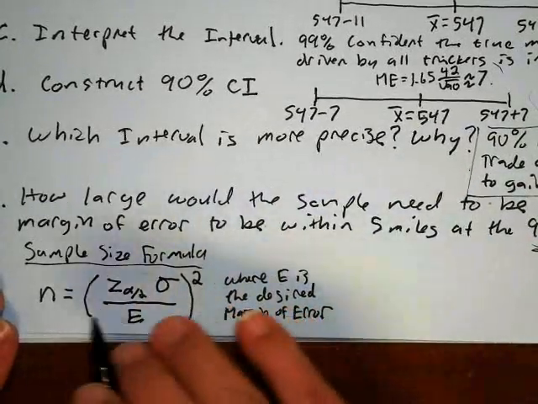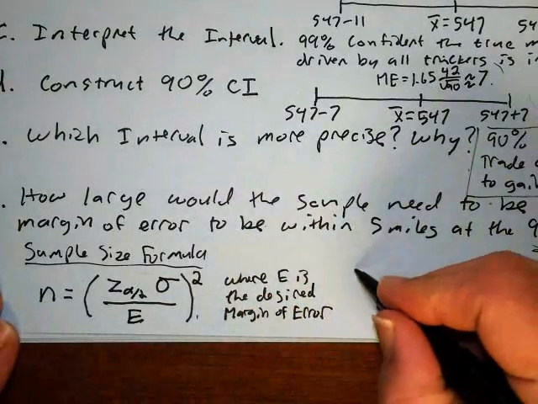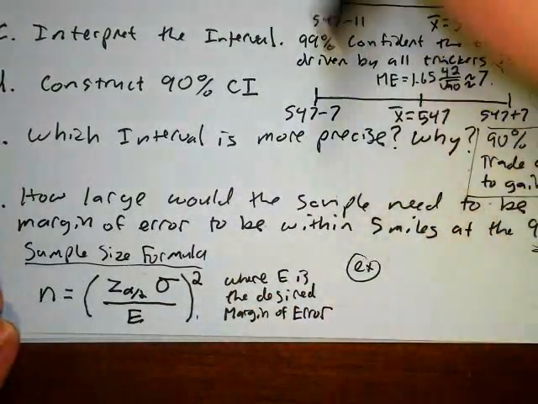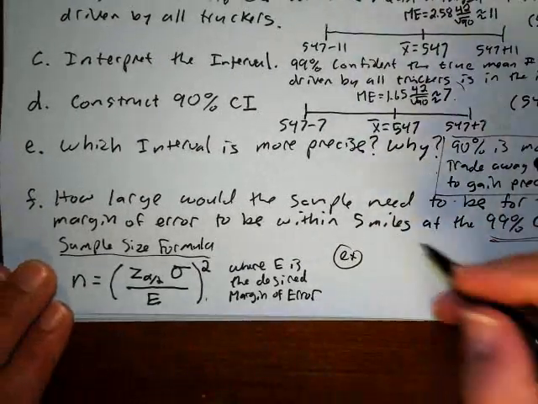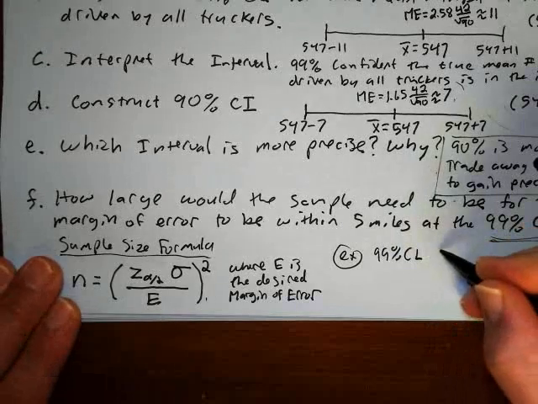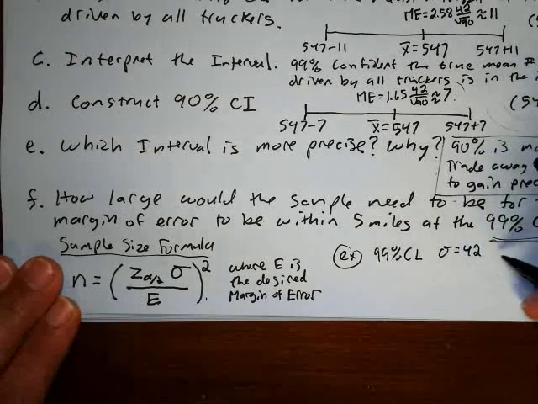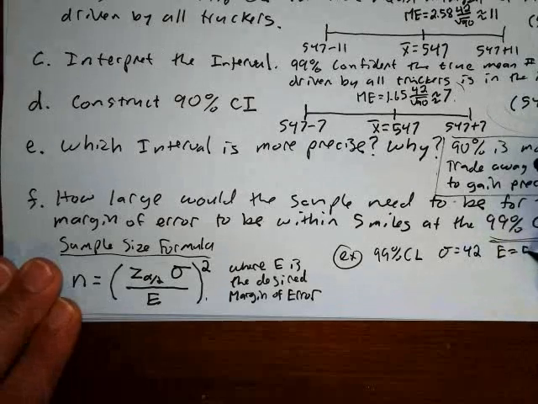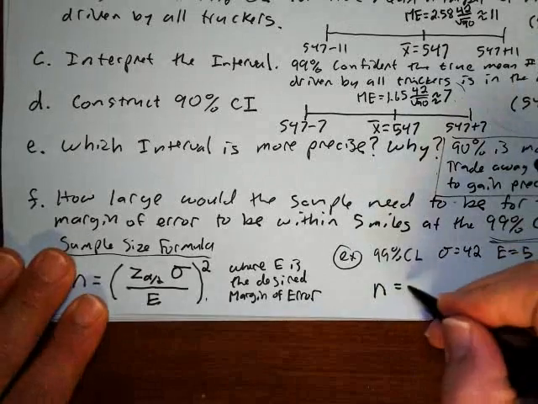But basically, all I want you to do is be able to use this formula. Okay? So let's actually answer the example that we're given here. Basically, I want a 99% confidence level. Okay? My sigma is 42. And I want my E to be within 5 miles. So now I can determine my sample size.